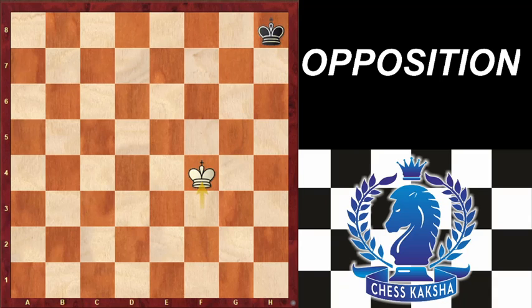Suppose after king to f4, black chooses king to g8, then what will happen? Then white moves king to g4, and white gained distant opposition. And if black chooses king to g7, then also king to g5, and white gained vertical opposition. So that's why in this type of non-connecting situation, move the king to a square in which each corner is the same color.